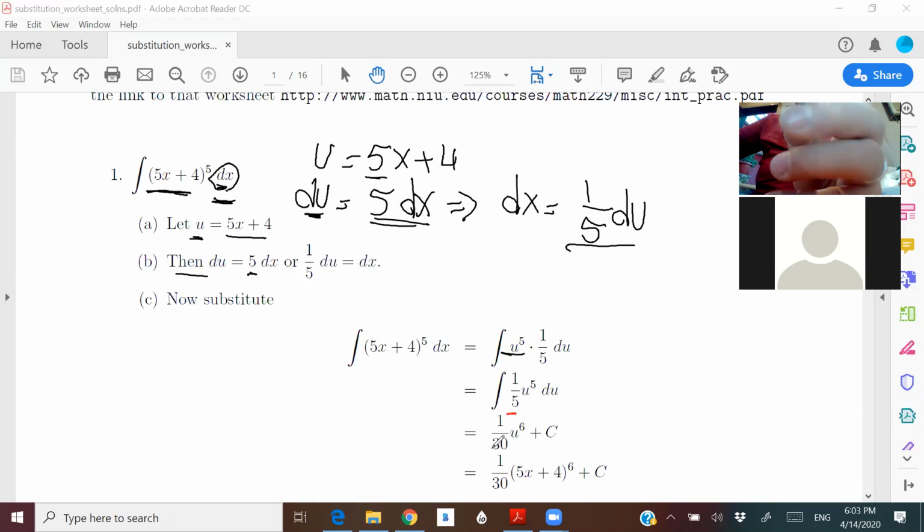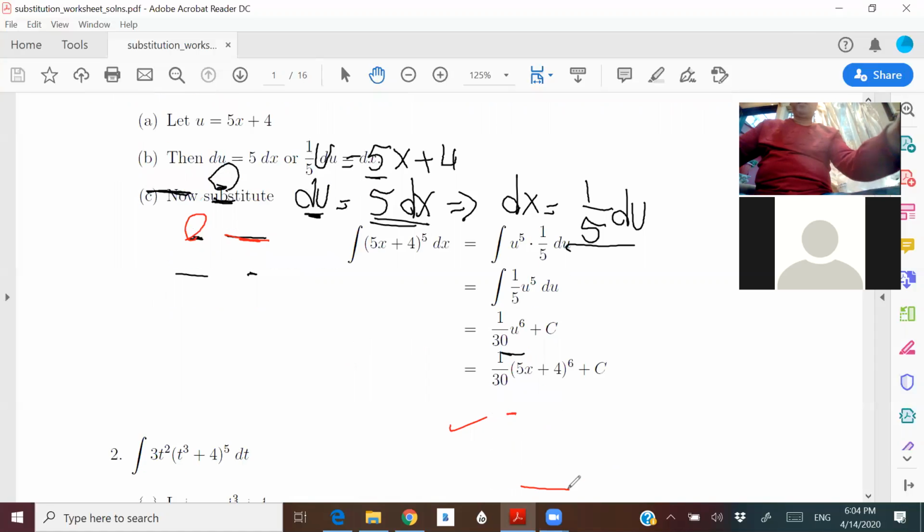Okay, it means we have finished our work. It becomes 1/30 u^6. Replace u again by 5x + 4. It becomes 1/30 (5x + 4)^6 plus constant.